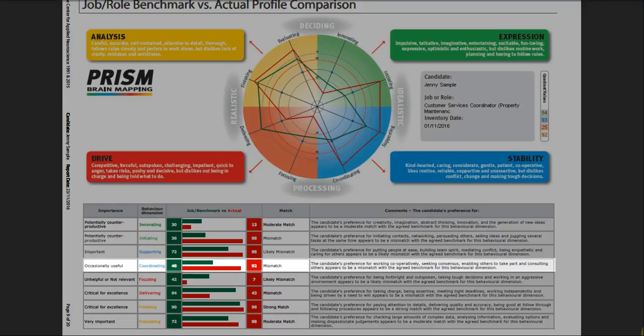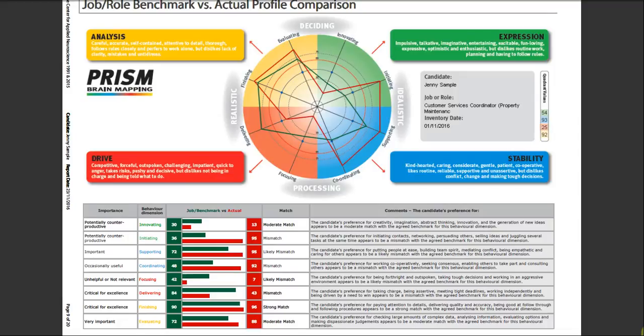Coordinating. A preference for working cooperatively, seeking consensus, enabling others to take part and consulting others. The role requires 48 and is occasionally useful. Once again, the candidate has far more than is required at 92. And whilst the candidate could adapt this behaviour down, this amount of flex could be a challenge, and so this is marked as a mismatch. We'll now go back to section 2 to have a look at the red quadrant.